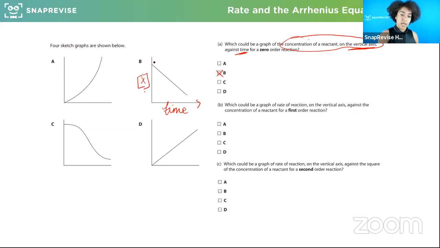And the gradient doesn't change because it's linear. So that's another maths thing. If you have a linear graph, it means that the gradient is constant, which also means that the rate is constant. Does that make sense? And I've got a lot of people saying, why is it not D? So D is, yes, linear, but if you think about it, we've got X on the vertical axis, so it specifies it's got to be on the vertical axis, and X is the reactant, not the product. So it can't go up over time. So this graph just doesn't make any sense.